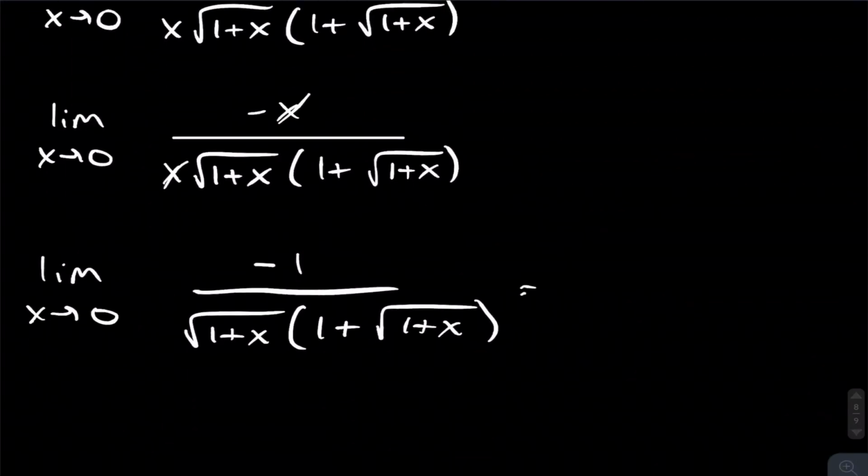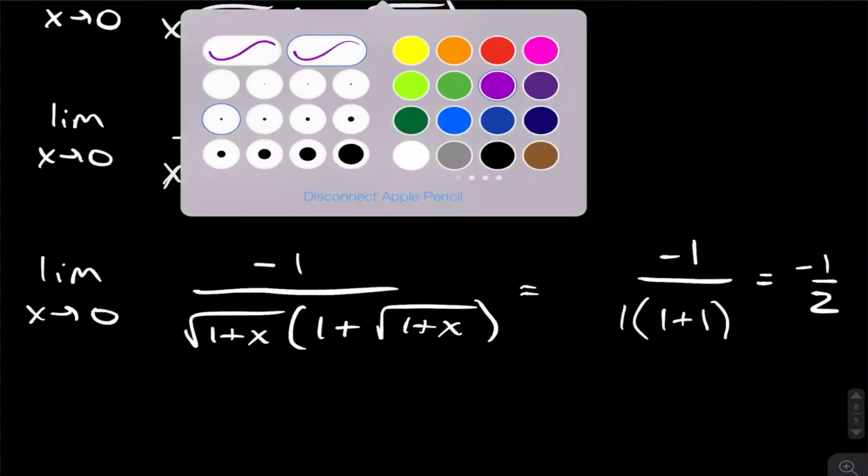And then plugging a 0 in for x, we get a negative 1 over the square root of 1 plus 0. That's just going to be the square root of 1, and that's 1. So this entire thing just becomes 1. 1 times a 1 plus, again, the square root of 1 plus 0, right? That's just the square root of 1. That's 1. And so this whole thing becomes negative 1/2. Okay?